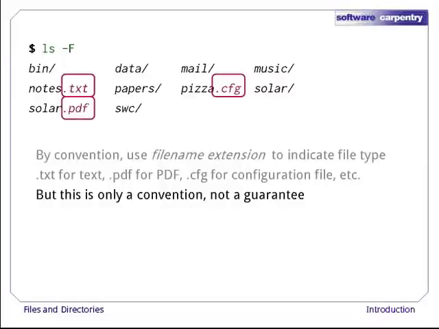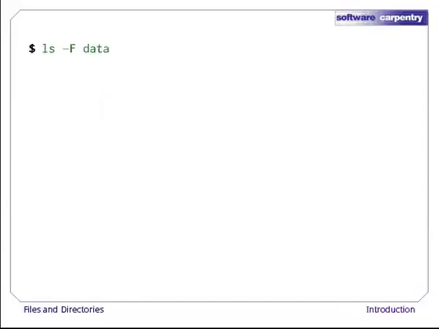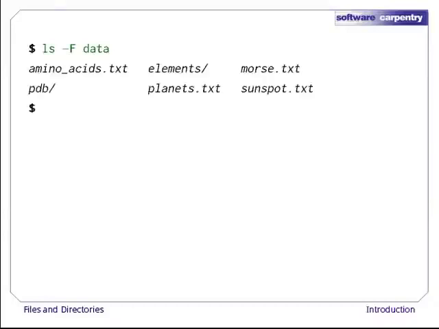Now let's run the command ls -F data, which tells ls to give us a listing of what's in our data directory. The output shows us that there are 4 text files and 2 directories.